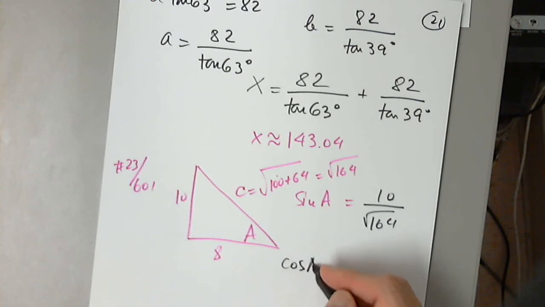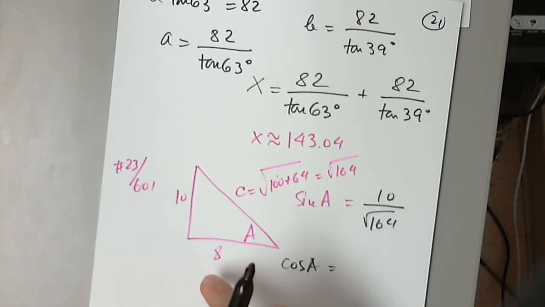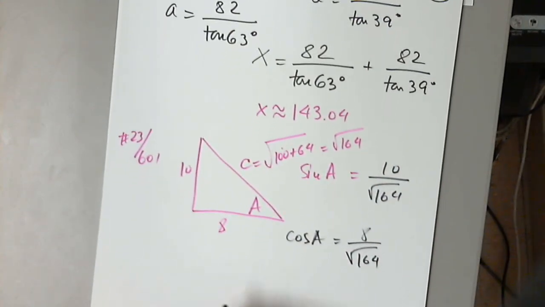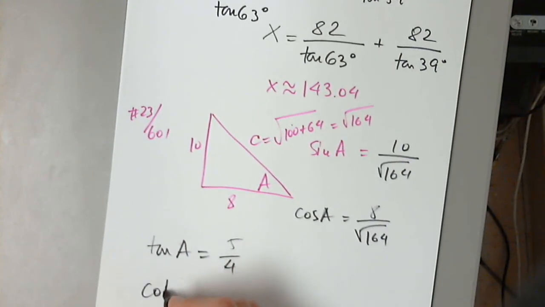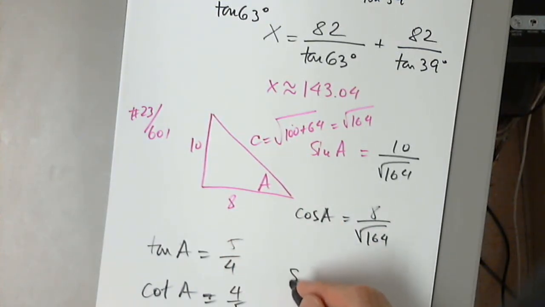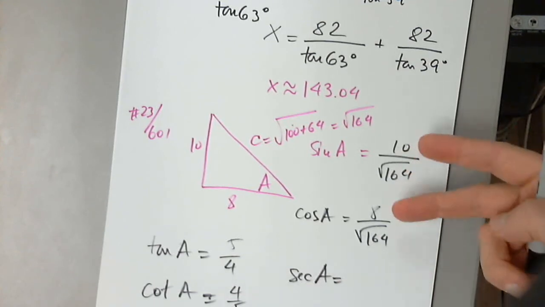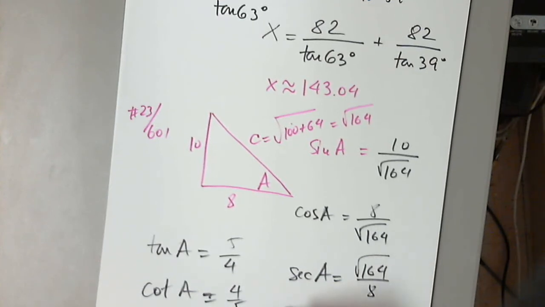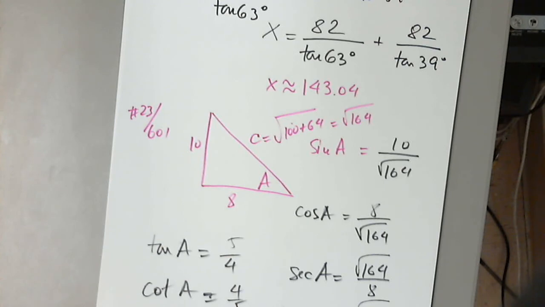What about cosine? 8 over, yes, we should have rationalized the square root of 164. What about a tangent? 10 over 8, which is 5/4. What about cotangent? Very good, 4 over 5. What about secant? I'm sorry. Yes, the square root of 164 over 8. And cosecant A is the square root of 164 divided by 10. Any questions?